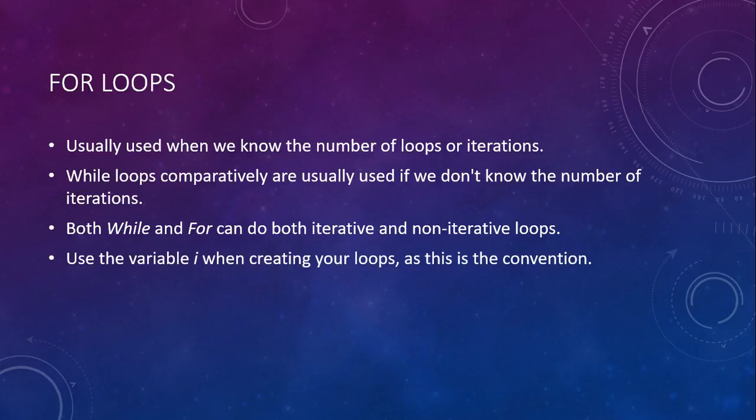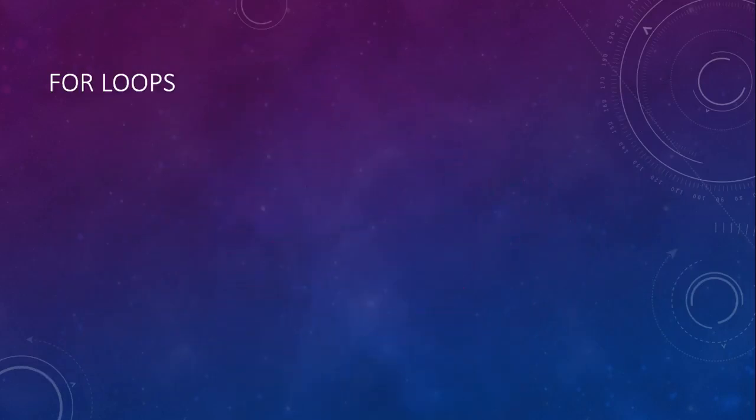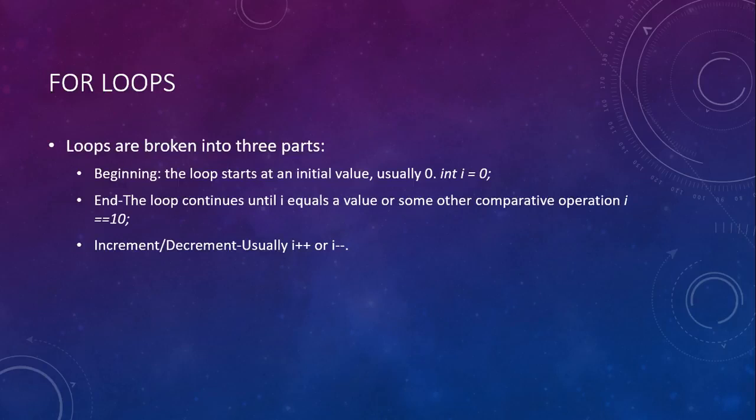Now, we're going to use the variable i when creating our loops, as this is the convention. So let's discuss for loops. Now, a for loop is, again, broken into 3 parts. You have a beginning, which is where the loop starts, the initial value. Typically, this is 0, though it might sometimes be 1 or 10 or whatever, depending on if you're incrementing or decrementing. So, for example, int i = 0.